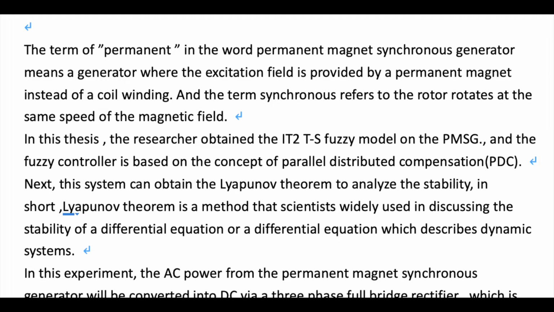In this paper, the researcher obtained the IT2TS fuzzy model of the PMSG, and the fuzzy controller is based on the concept of parallel distributed compensation. Next, the Lyapunov theorem is used to analyze the stability of this system. In short, the Lyapunov theorem is a method that scientists widely use in discussing the stability of differential equations which describe dynamic systems.